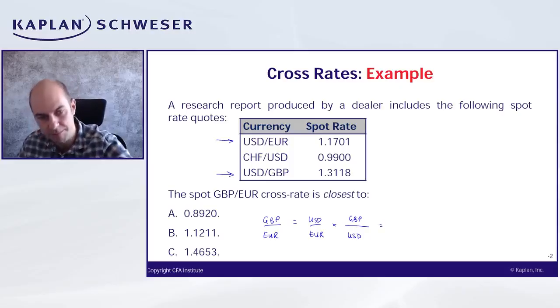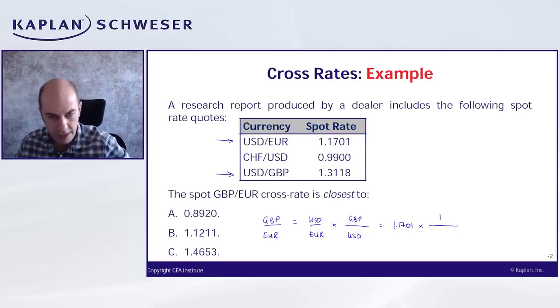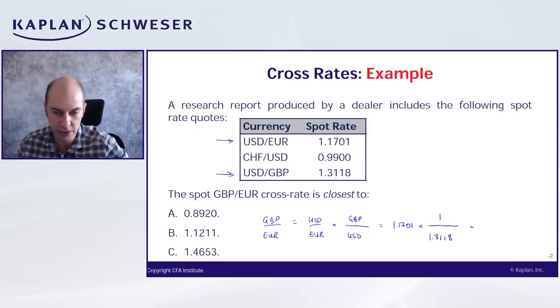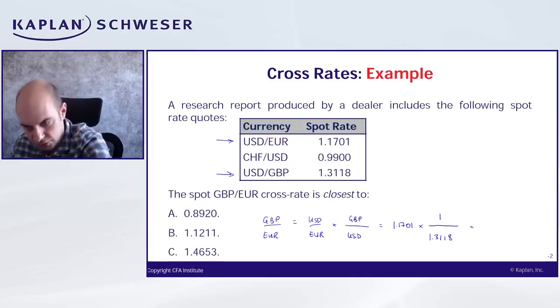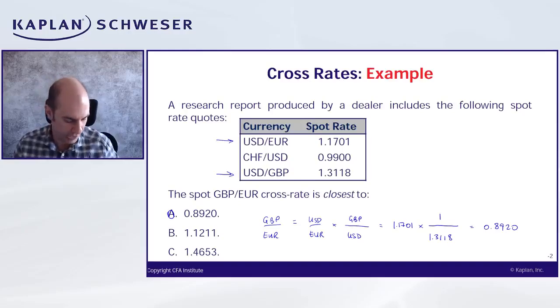So the first pair is just given. USD over euro is 1.1701. So let's just write that down. For the second pair, we will need to reciprocate, so it's going to be 1 over, and of course the quote was 1.3118. So effectively, what I am going to do here is 1.17 divided by 1.31. And after the dust settles, I am going to get 0.8920, which is option A. Okay, circle A, don't worry about it and move on with your life.